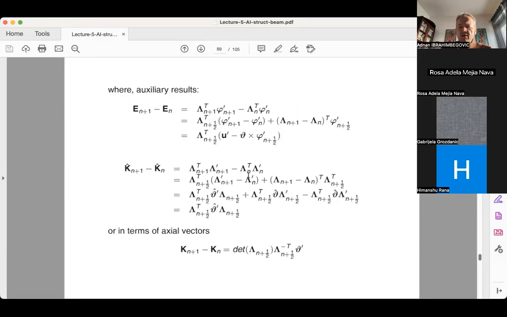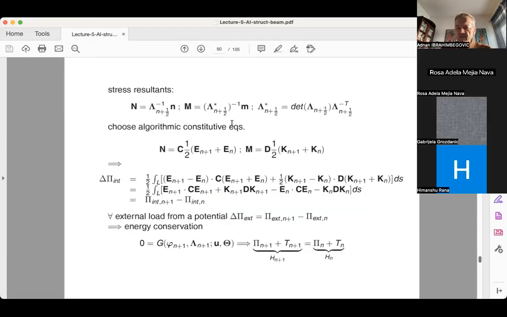So for this algorithmic constitutive equation, they have to be such that the energy is preserved. And it happens that this can be enforced if N is computed as an average of En and En plus 1 multiplied by the Cn tensor, which is for the axial forces and the shear, and M is computed as the average of the curvatures kappa n and kappa n plus 1, multiplied by the constitutive tensor for bending and the torsional moment.